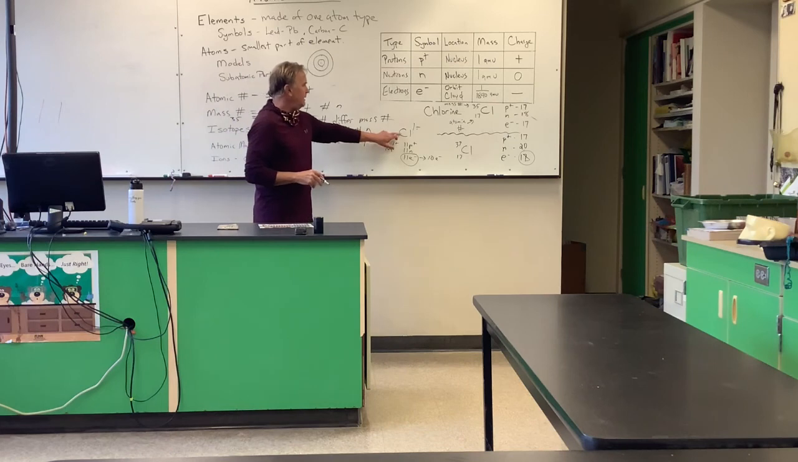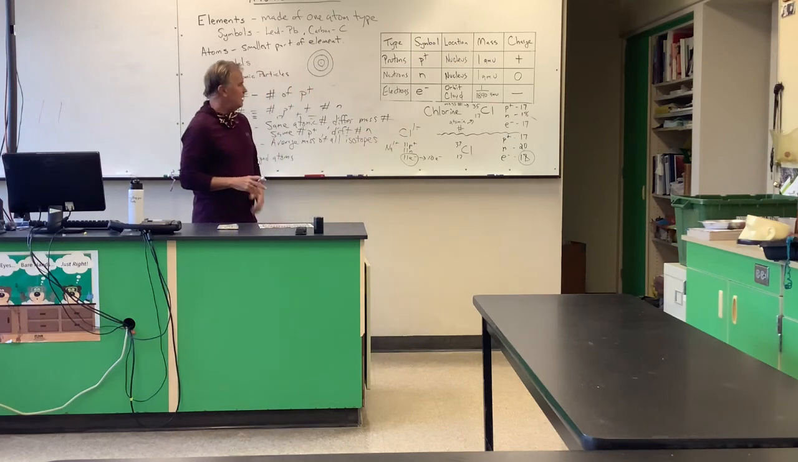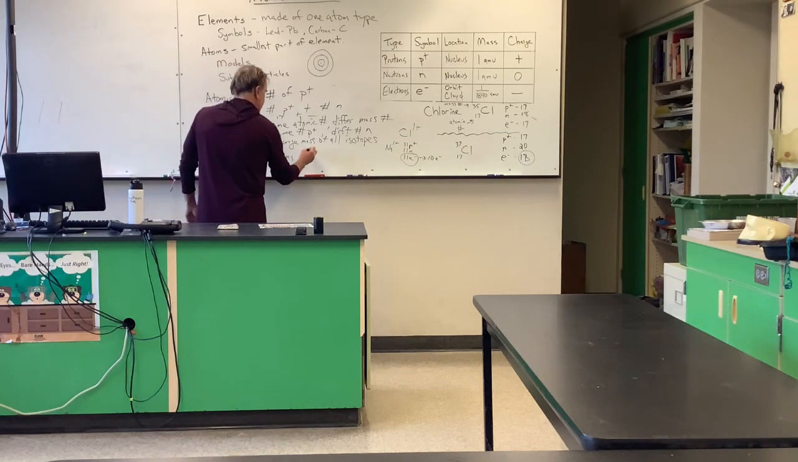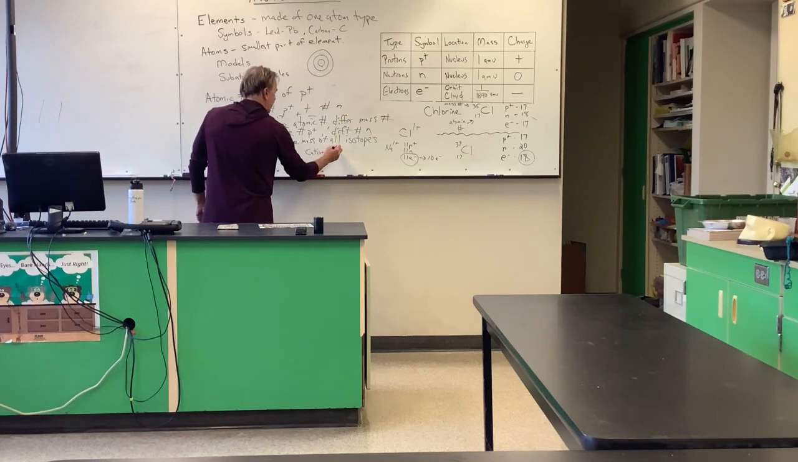And chlorine is a negative ion, or an anion. Right? So charged atoms can be positive. I'm going to put: cation is positive. Anion is negative.